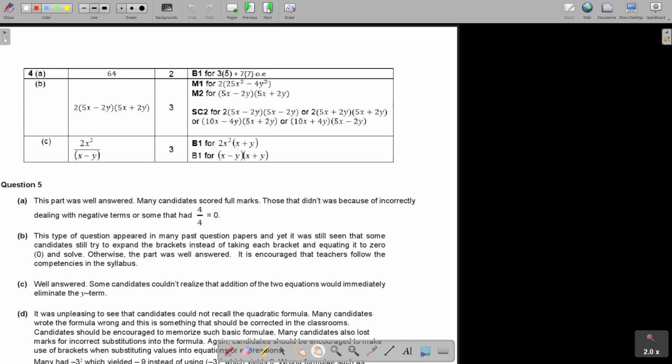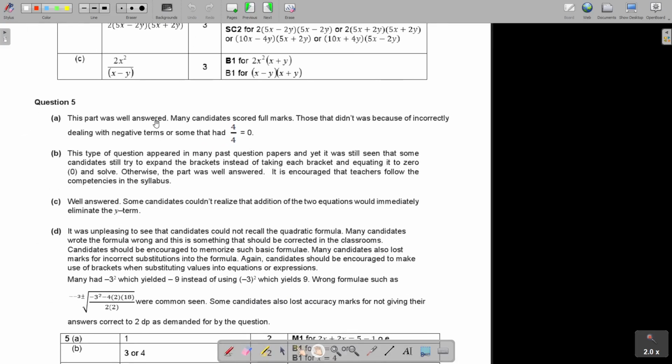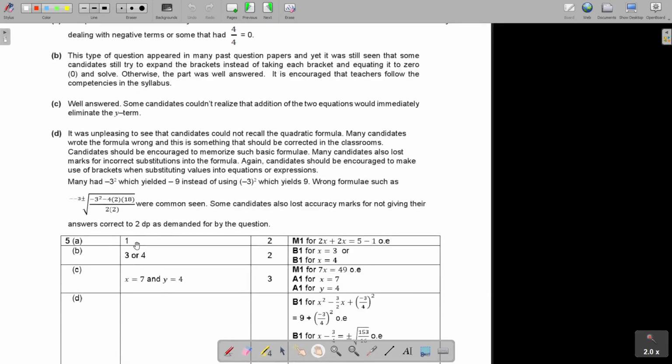So we can go on. It's question number 5, A and B that I already did for you. So this part was well answered. Many candidates scored full marks. Those that didn't was because of incorrectly dealing with negative terms of some that had 4 divided 4 equals 0. Okay, let's just see. But the answer was 1.